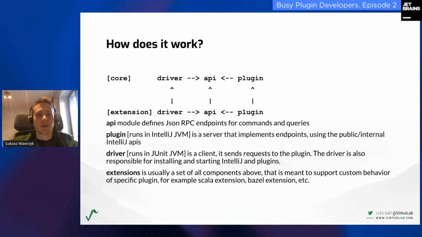Okay, let's look briefly at how it works, its architecture, just shortly. As you can see, the core has three modules: API, driver, and plugin. The API is common for driver and plugin. They talk through this module, say. So it defines JSON RPC endpoints for commands and queries.